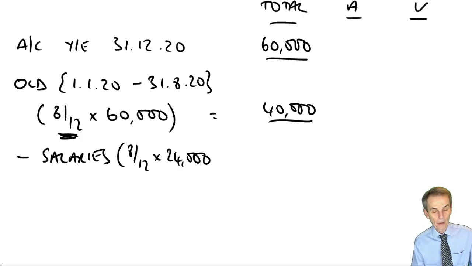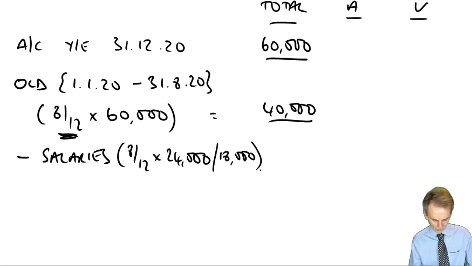So we've agreed that the old agreement lasted for 8 months of this 12-month accounting period. The old levels of annual salary were 24,000 and 18,000. We therefore want 8/12 of those figures credited to the respective partners. 8/12, 2/3 therefore of 24,000, so partner A gets credited with 16,000, and 8/12, 2/3 of 18 will be a further 12,000 credited to partner V.